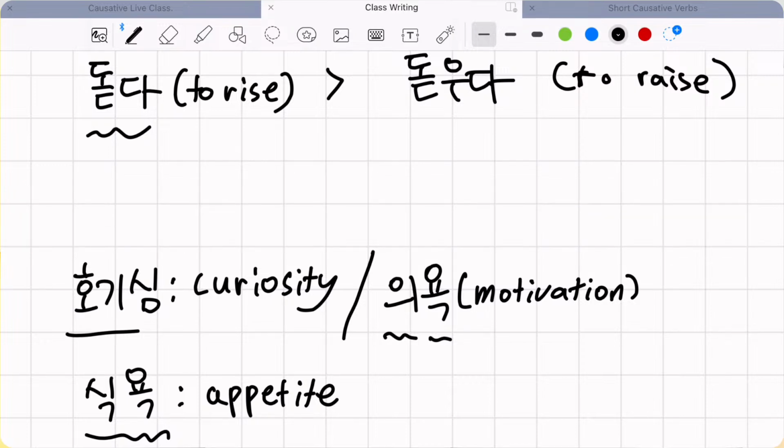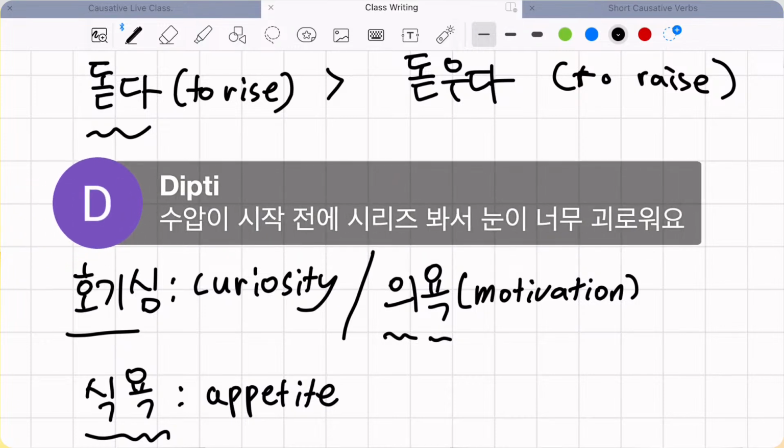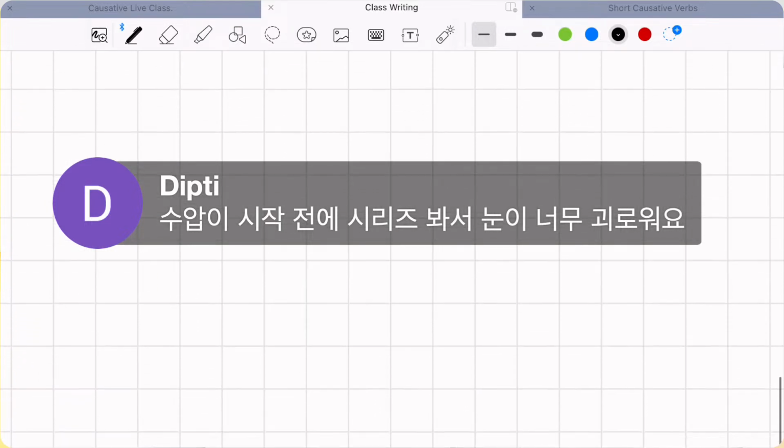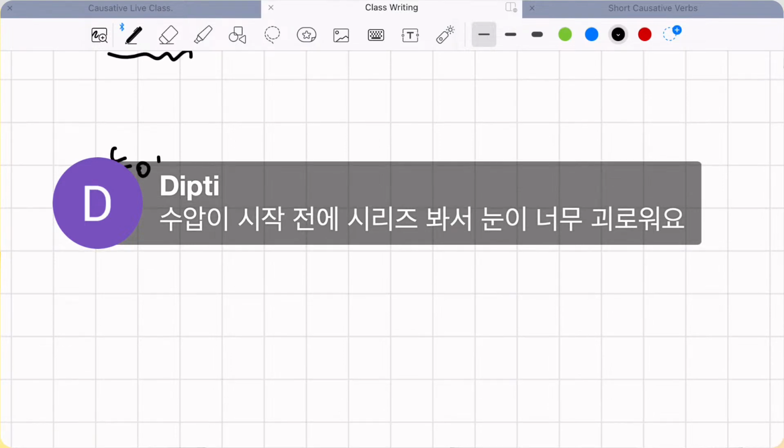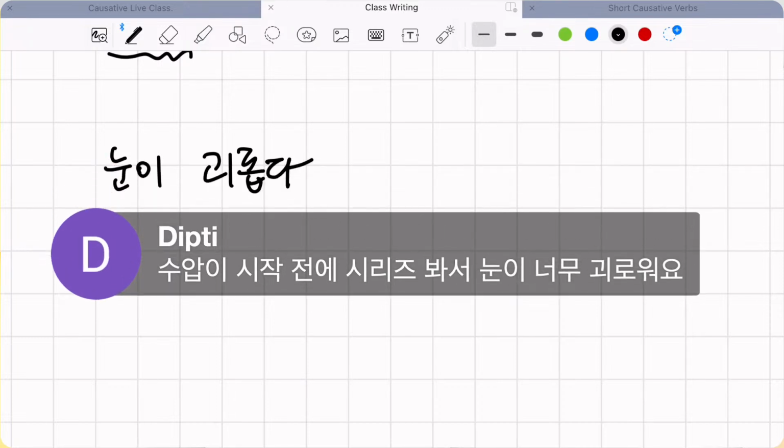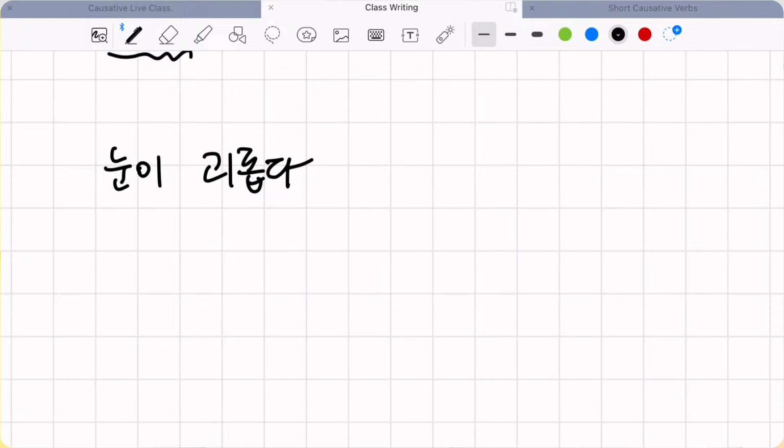그 다음에 뎁티님, 수업 시작 전에 시리즈 봐서 눈이 너무 괴로워요. 수업하기 전에 시리즈를 봤어요. 무슨 시리즈 보셨어요? So 눈이 괴롭다. So 뎁티님 used 눈이 괴롭다. So your eye is in pain. 눈이 괴롭다. Okay, 이렇게 써도 괜찮아요. It's okay to use it like this. What kind of series did you watch? Netflix series 이런 거 봤어요? 뭐 봤어요? 궁금하네요.